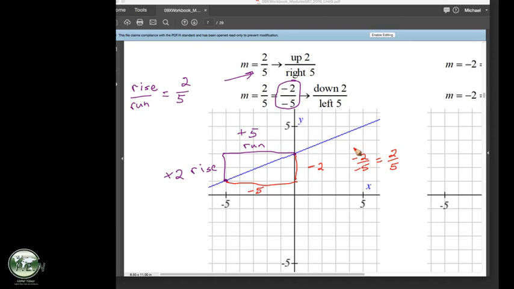Partly what we're doing is building up, because eventually we'll be doing some graphing, so we'll use slope to draw the line. We'll have a point, use the slope to get another point, and we get our line. That's all there is to it.